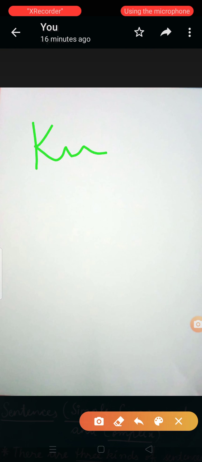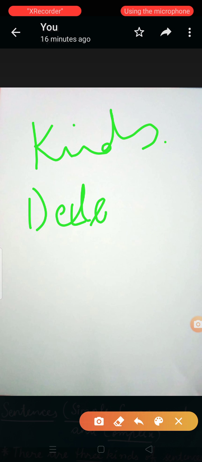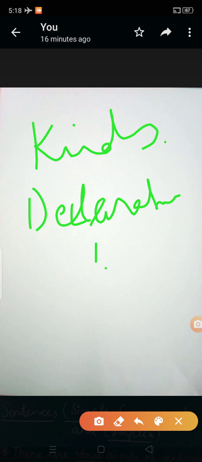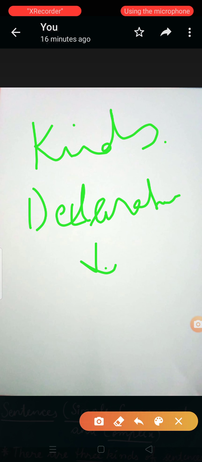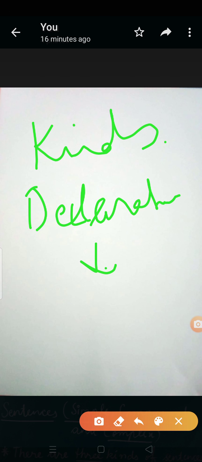Now we will discuss kinds of sentences. What are the kinds of sentences? First, declarative. Declarative means when we declare something. I like tea. I love books. When we declare something, it comes under the declarative type.